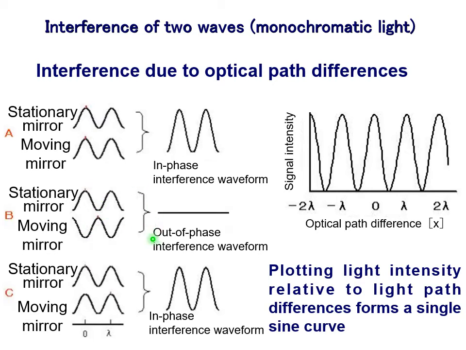This is when the optical path difference between the moving mirror and the fixed mirror is exactly one wavelength. At this time, the maximum and the maximum of the two waves, or the minimum and the minimum of the two waves, are the same, so when these two waves are combined, they strengthen each other. In this way, the intensity of the light reflected by the two mirrors becomes a single sine curve that maximizes each time the optical path difference becomes an integral multiple of the wavelength.